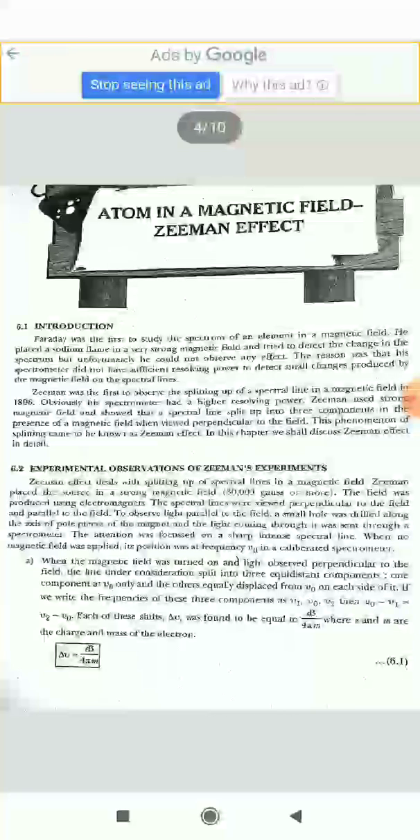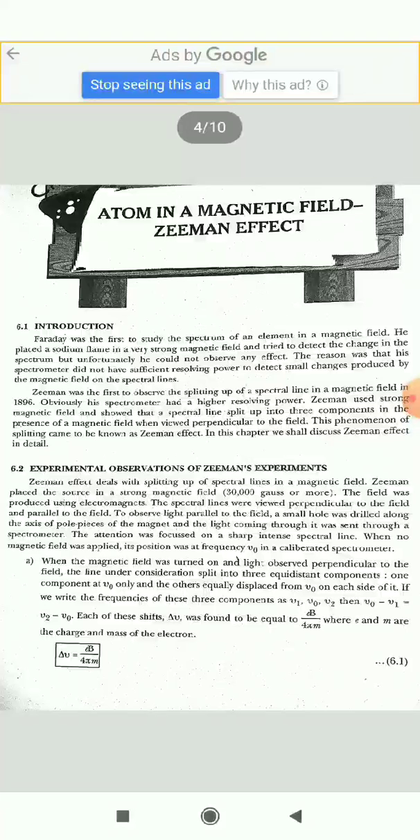TYBSc Physics third paper, Atomic and Molecular Physics. Today's topic of discussion is atoms in magnetic field, or the Zeeman effect.